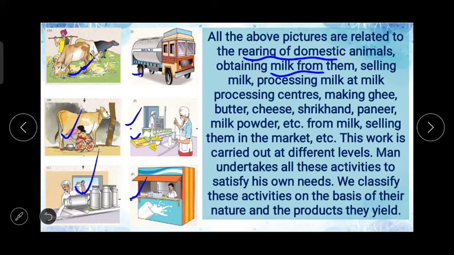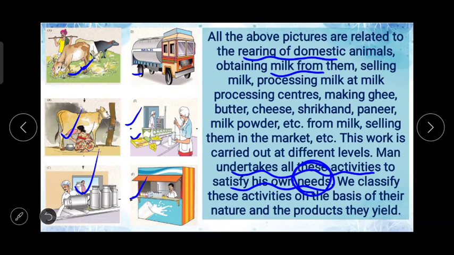All these are the milk products: ghee, butter, cheese, srikhand, paneer, milk powder. Then selling them in the market. So this work is carried out at different levels. Man undertakes all these activities to satisfy his own needs.